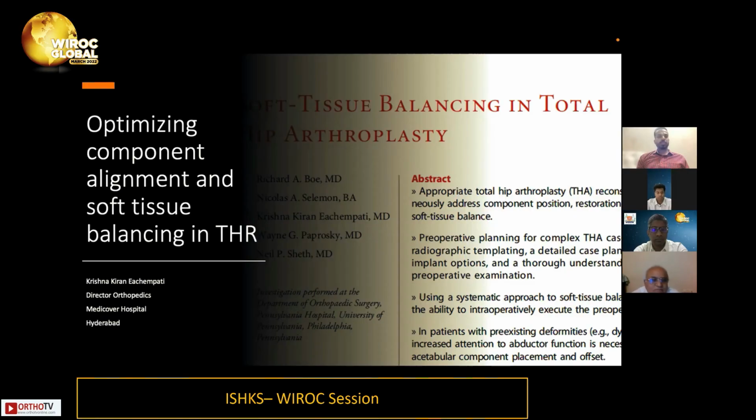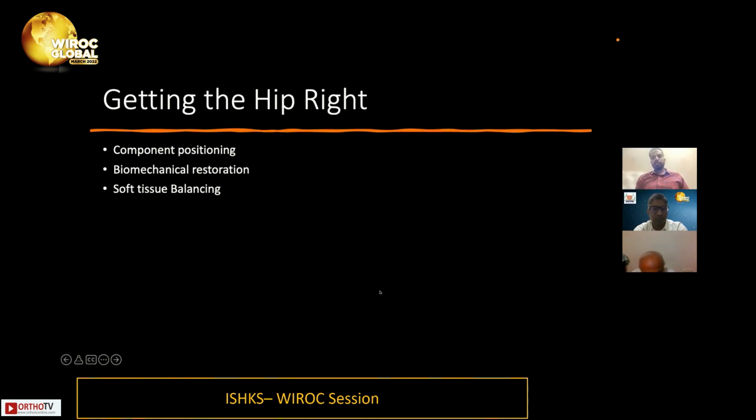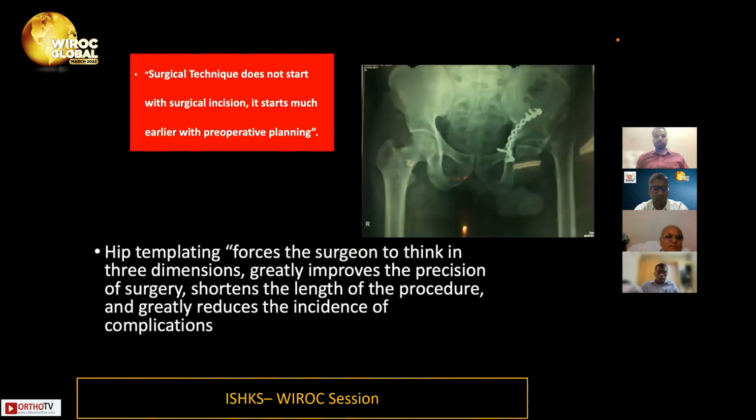My brief is to talk about optimizing component alignment and soft tissue balancing in THR. Getting the hip right indicates good component positioning on the acetabular as well as the femoral side, some sort of biomechanical restoration based on the available femoral implants, and appropriate soft tissue balancing to optimize the functional outcome.